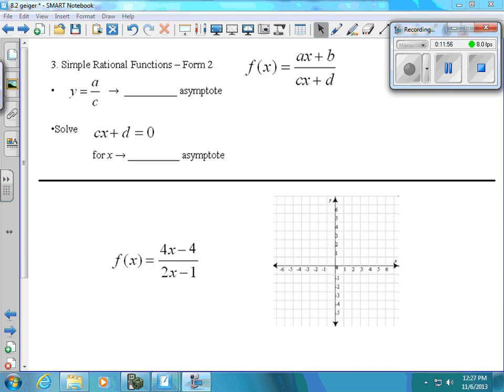Our last way to write simple rational functions, and notice all these functions have linear numerators and denominators. That's what makes them simple rational functions. They are of the form ax plus b over cx plus d. Now notice our h and our k went away, but we do have a way to find our h and our k, so to speak. Y equals a divided by c. Notice a and c are the leading coefficients of the numerator and the denominator. So a over c is our horizontal asymptote.